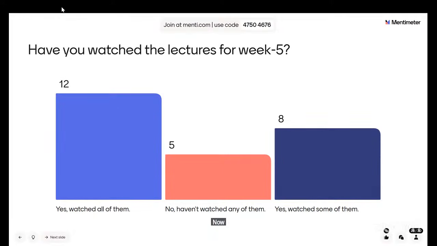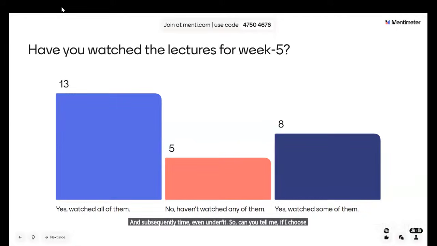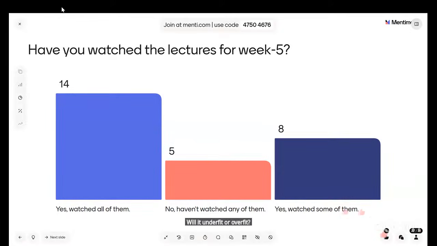Now there is a case where this algorithm can overfit and subsequently it can even underfit. So can you tell me, if I choose a higher K, will it underfit or overfit? So you're saying that if I choose a higher K, it's going to overfit. Does everyone agree with that? Yes, ma'am. Think again.